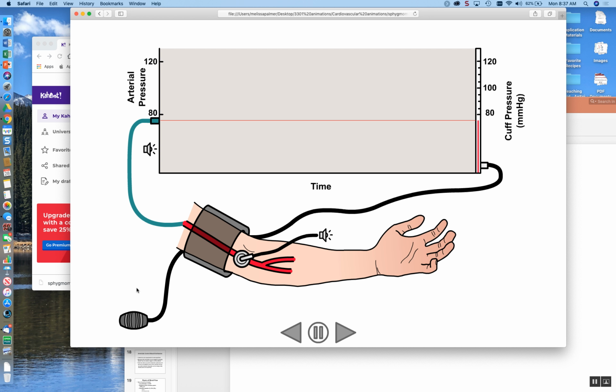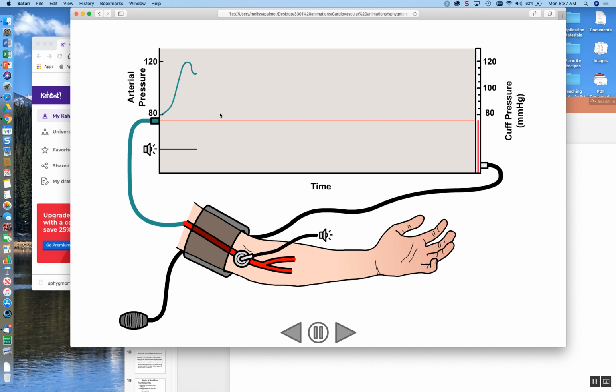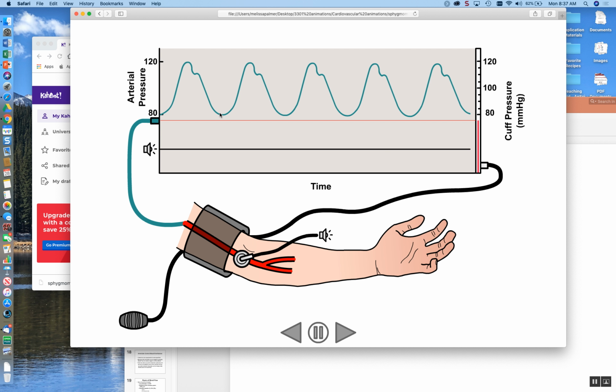And then once the pressure in the cuff falls below the diastolic pressure, then it returns to laminar flow and it's silent. And then you can figure out that diastolic pressure.